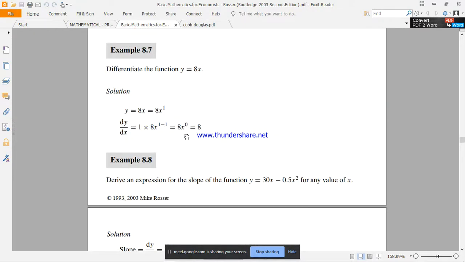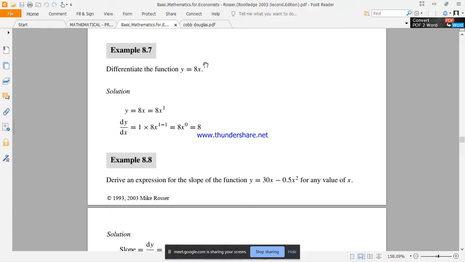No, I wanted to explain something here, so don't get confused. We know that anything raised to the power 0 is 1. So this one will just be 8. The answer will be 8. Why 8? We know that there is a 1 here. There's a 1 which is not shown, but we know that there's a 1. So 1 times 8 is 8.